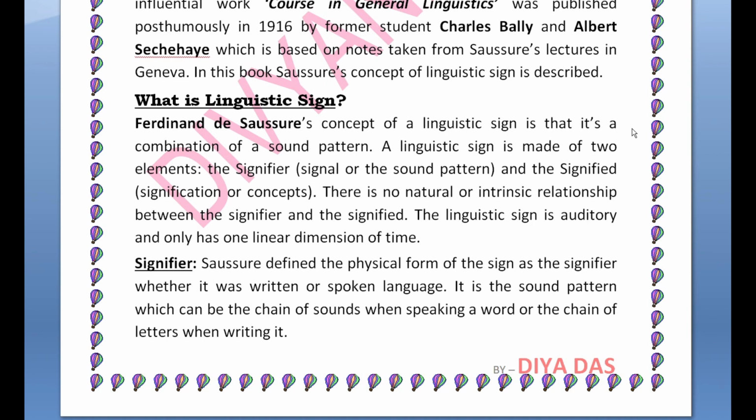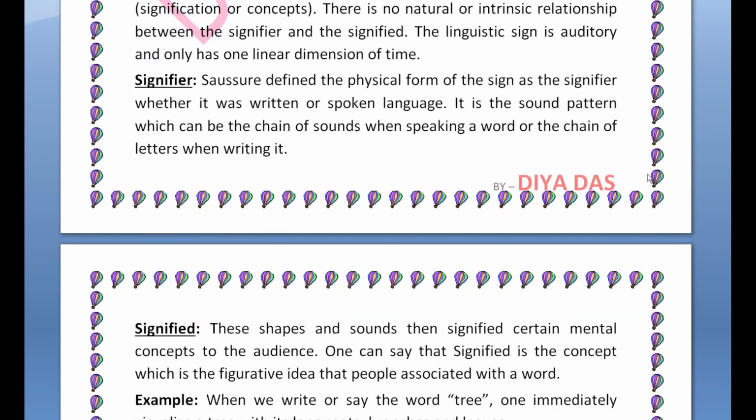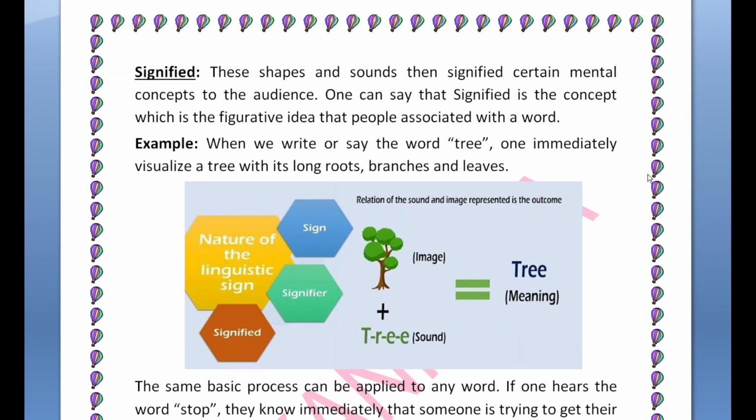Next, signifier. Saussure defined the physical form of the sign as the signifier, whether it was written or spoken language. It is the sound pattern, which can be the chain of sounds when speaking a word or the chain of letters when writing it. Next, signified.